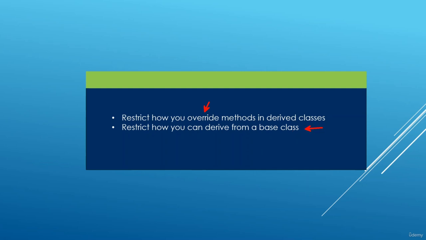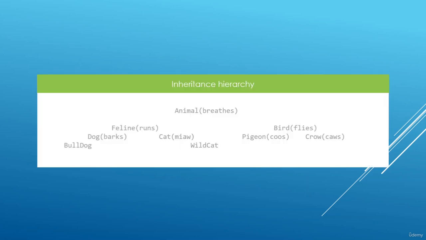I know this is in the air, but we're going to look at a few examples to really drive this home. Suppose we have an inheritance hierarchy like we see here. The top class is animal. We can derive from this and have feline. We can have bird as a derived class. Feline can be inherited to have dog and cat. And you can derive from cat, for example, to have wild cat, and bulldog from dog. This is the inheritance hierarchy we're going to be using to learn about these things.